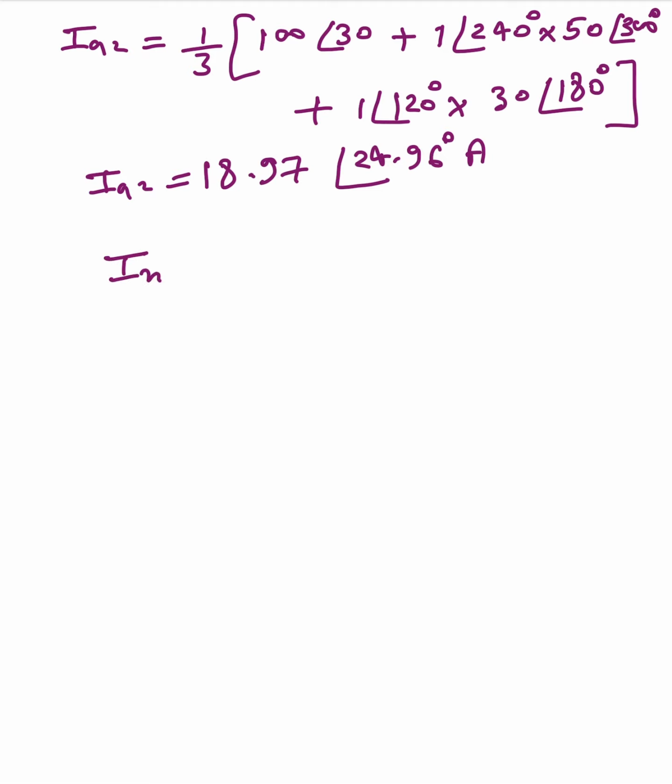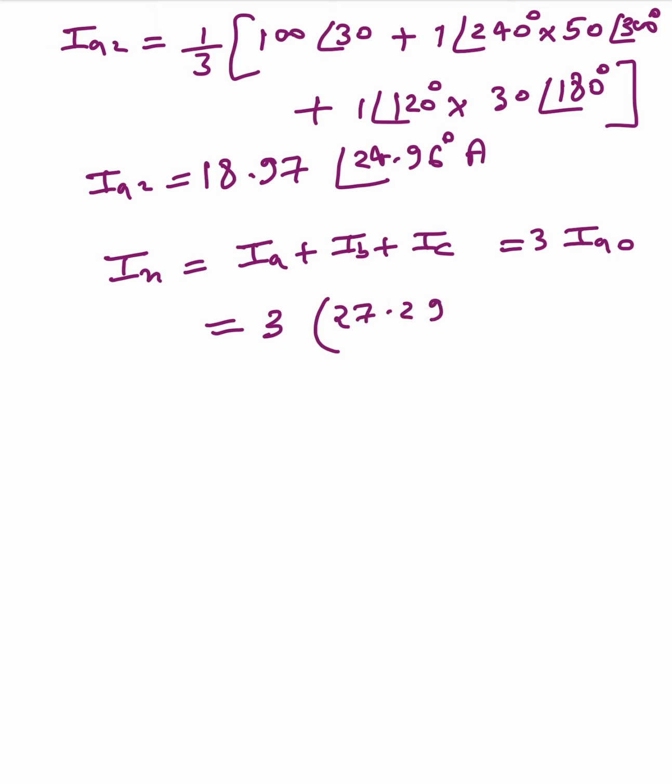Now we have to calculate the neutral current IN. IN is equal to IA plus IB plus IC, which is equal to 3 times IA0. I have already calculated the value of IA0, 27.29 angle 4.69, so substituting that, IN is 81.87 and angle 4.69 ampere. So I hope you have learned how to calculate IA1, IA2 and IA0 and how to solve this problem.